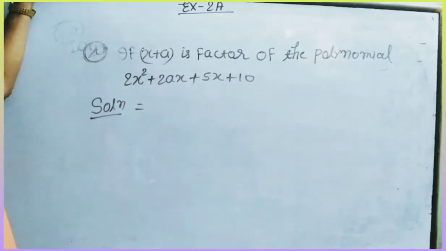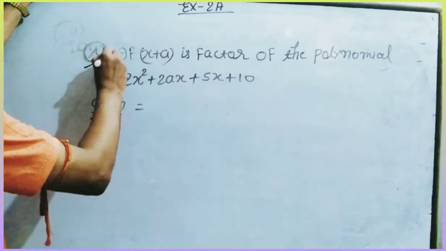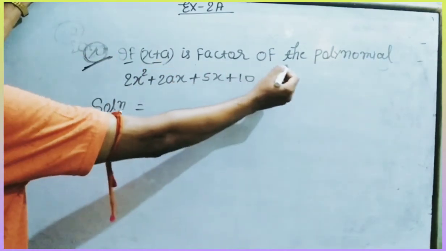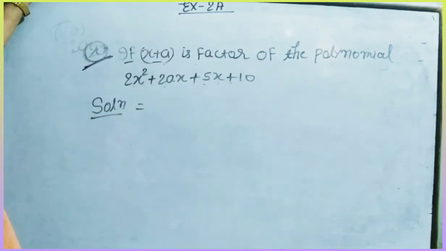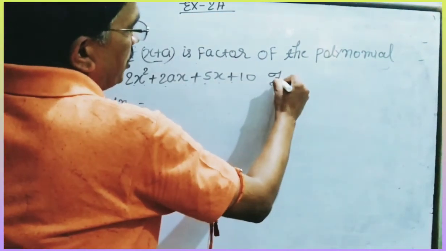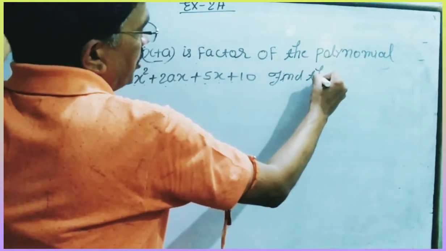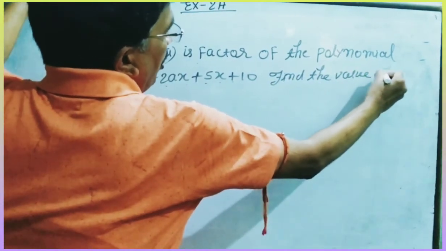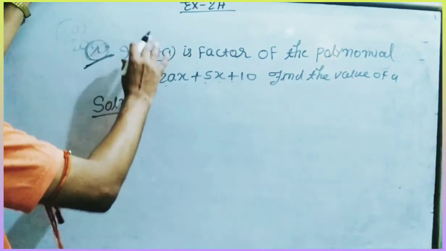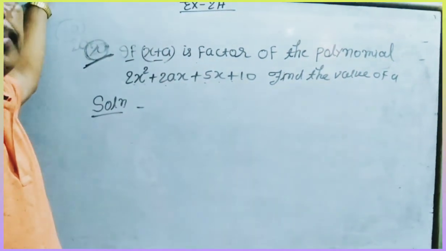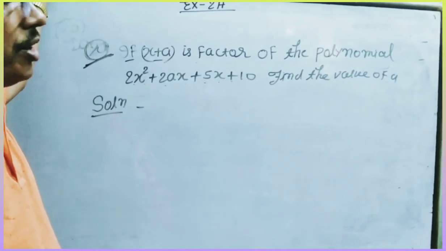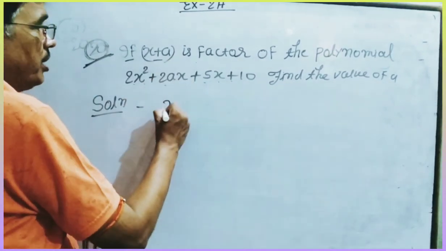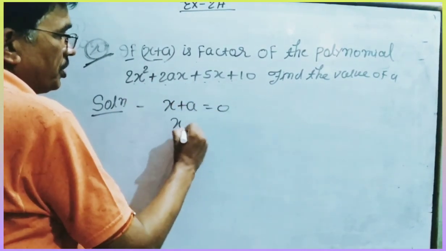The last question today is question number 20. If x plus a is a factor of the polynomial 2x square plus 2ax plus 5x plus 10, then what is the value of a? Your question is to find the value of a. This question is related to the class 9 remainder theorem. Dear student, already you have read in class 9 that if x plus a is a factor, then x plus a is equal to 0, then x is equal to minus a.